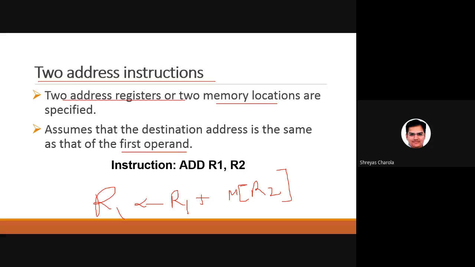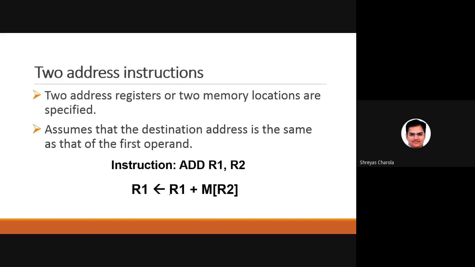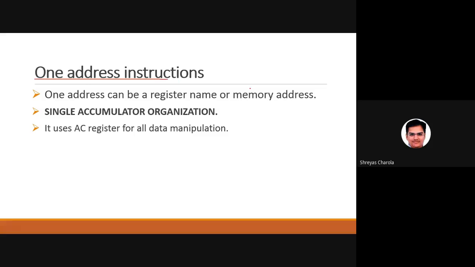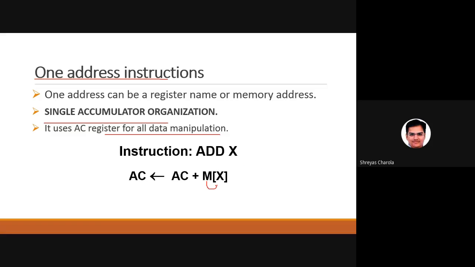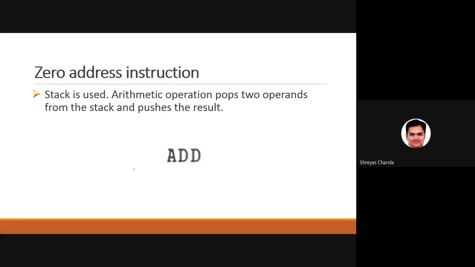So this is what. Okay. Let's suppose one address instruction. It's like a single computer accumulator organization, remember. Okay. So what we'll do over here is use the accumulator register for all the manipulation, only the accumulator. No other registers are there. Add X. Okay. It will only add the memory location with the accumulator and the answer will be stored in the accumulator only. So this is the memory address. No registers are there. Okay. X is a memory address plus accumulator and the answer will be stored in the accumulator.